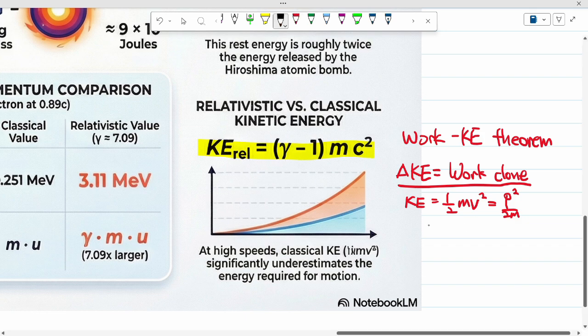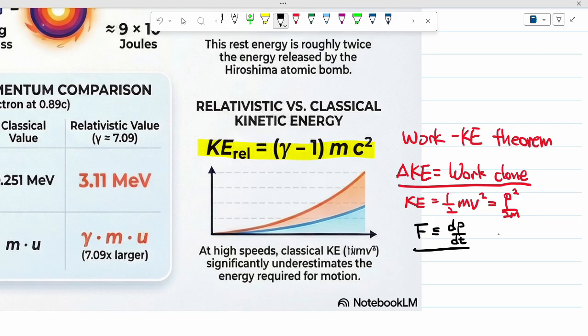And to just sketch out what we have to go through, we use the fact that force is defined as the rate of change of momentum. And this is still the case. This definition still holds in special relativity.